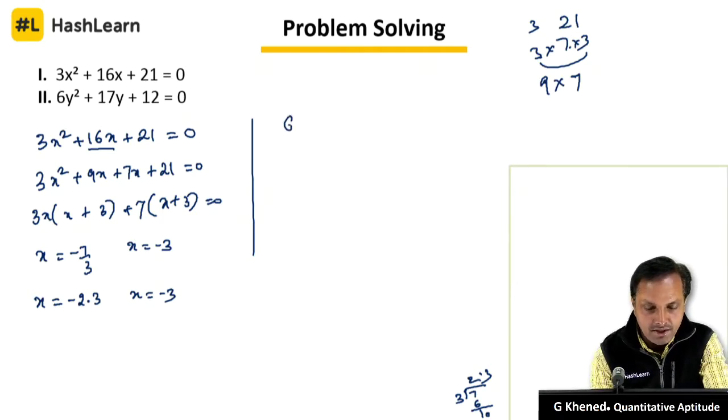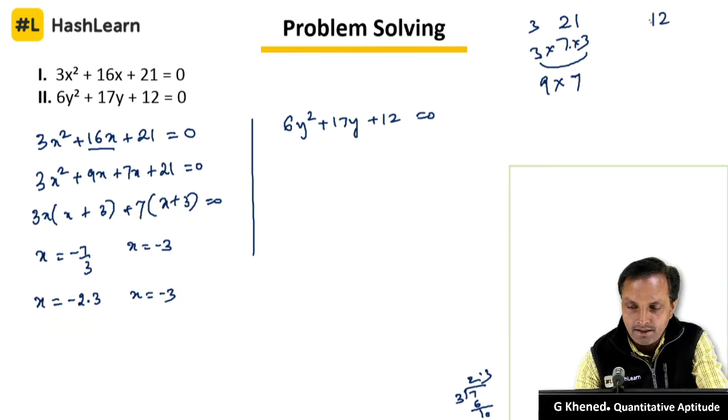Next equation is 6y square plus 17y plus 12 is equal to 0. What are the factors for 12? 2, 6, 2, 3. So 2 into 2 into 3. Factors for 6 is 3 into 2.